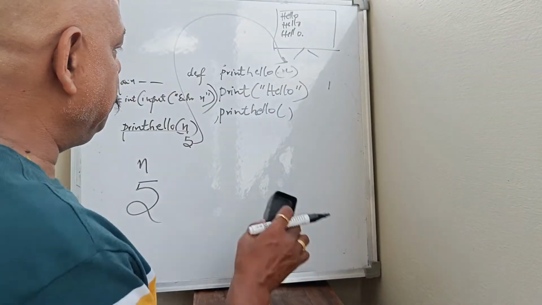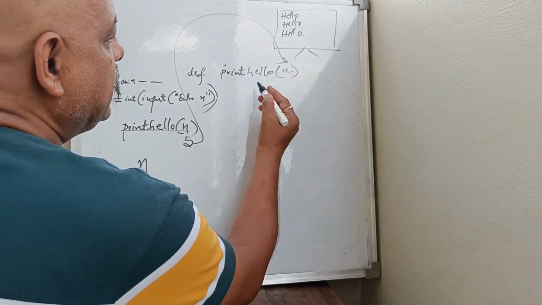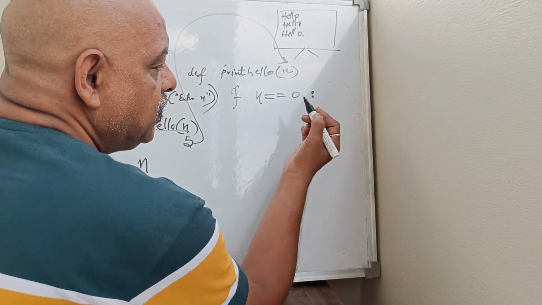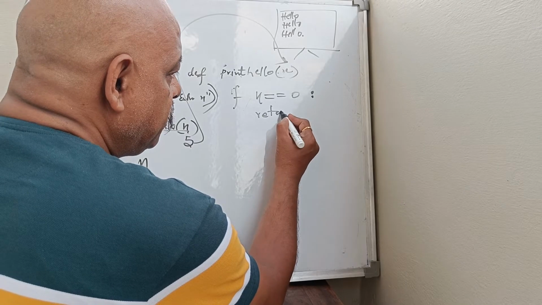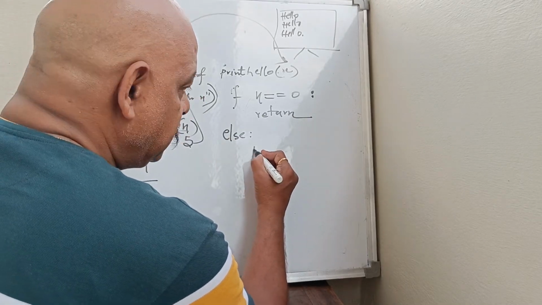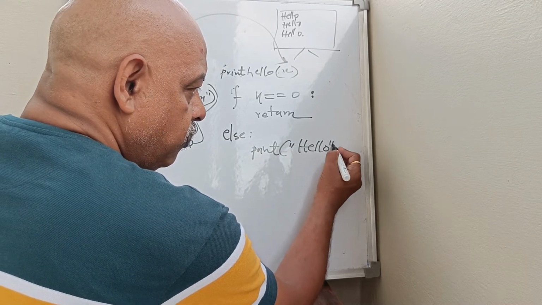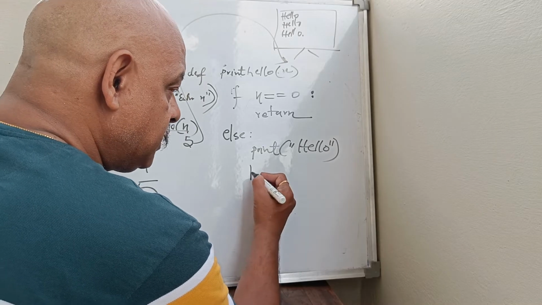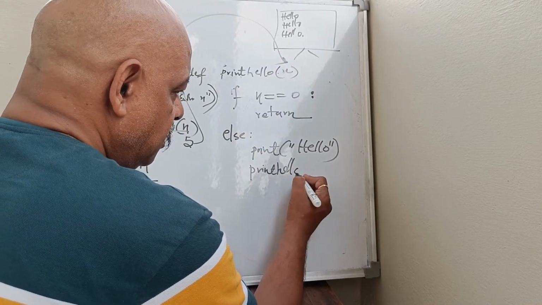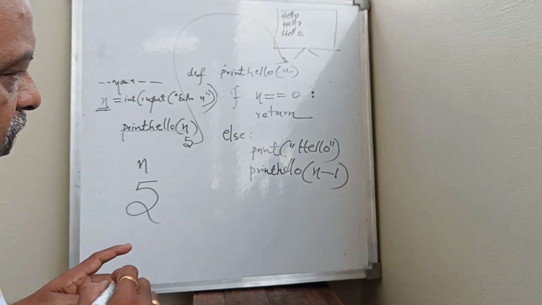Here you have to design a base case situation. If n is equal to 0, then you should not do anything; you just return. Else, you print hello the first time. Then you should call the same function print_hello with n minus 1. I'll be explaining how it works.